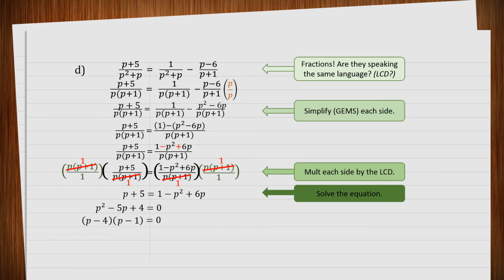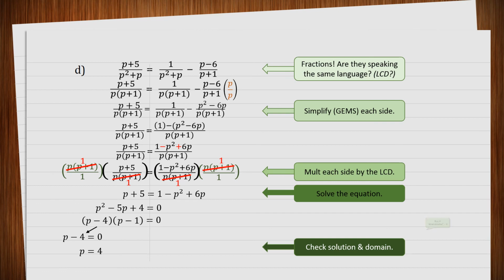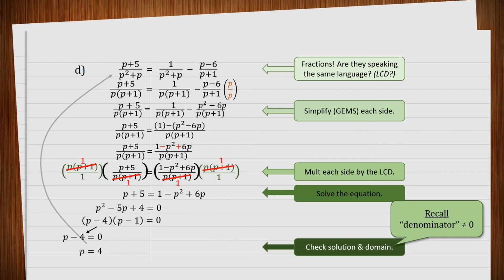Since we have two binomials, that means we have two factors. Let's look at the first one. p minus 4, we take that piece and set it equal to 0, and we solve for p, and we find p equals 4. But remember, you must check your solution and the domain. So take your p equals 4 back to the very beginning and plug it into the denominator. Will it cause any of the denominators to equal 0? And it turns out it will not. So we will keep the answer p equals 4.